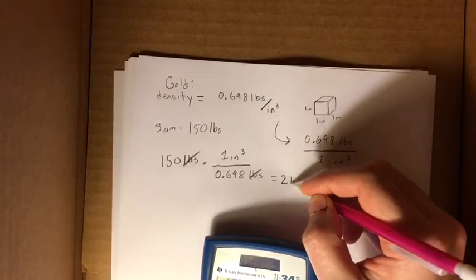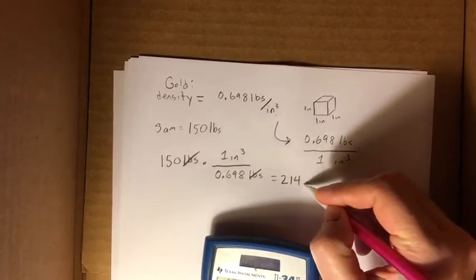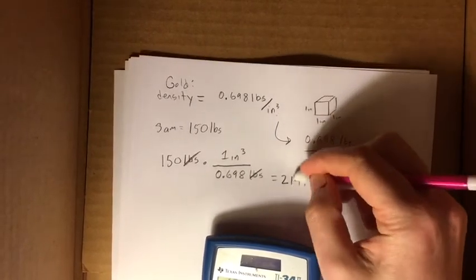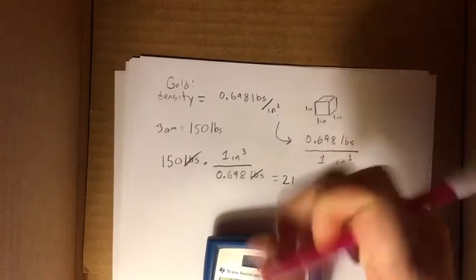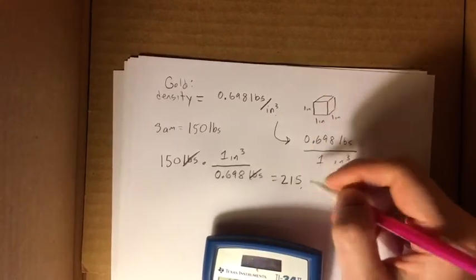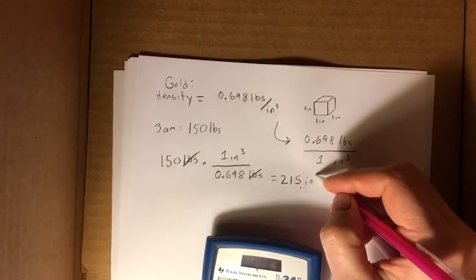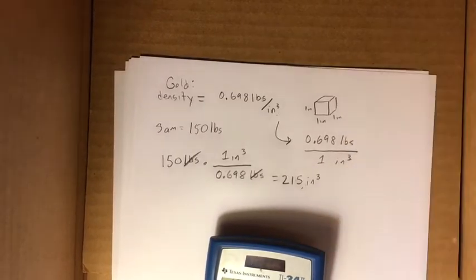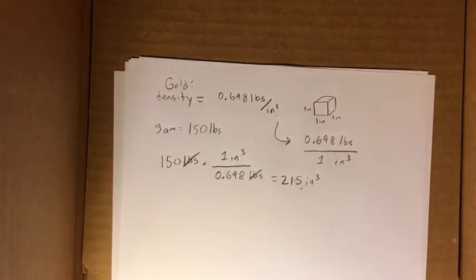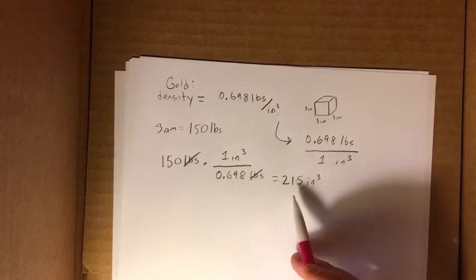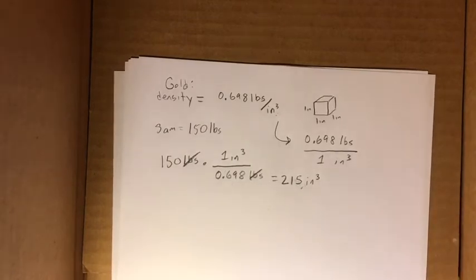So there are 214.9. Let's round that, since it's pretty close. We'll round it to the nearest inch: 215 cubic inches. Okay? Now, what does that mean? It's not very easy to think, all right, so how many is 215 cubic inches, how do I visualize this?